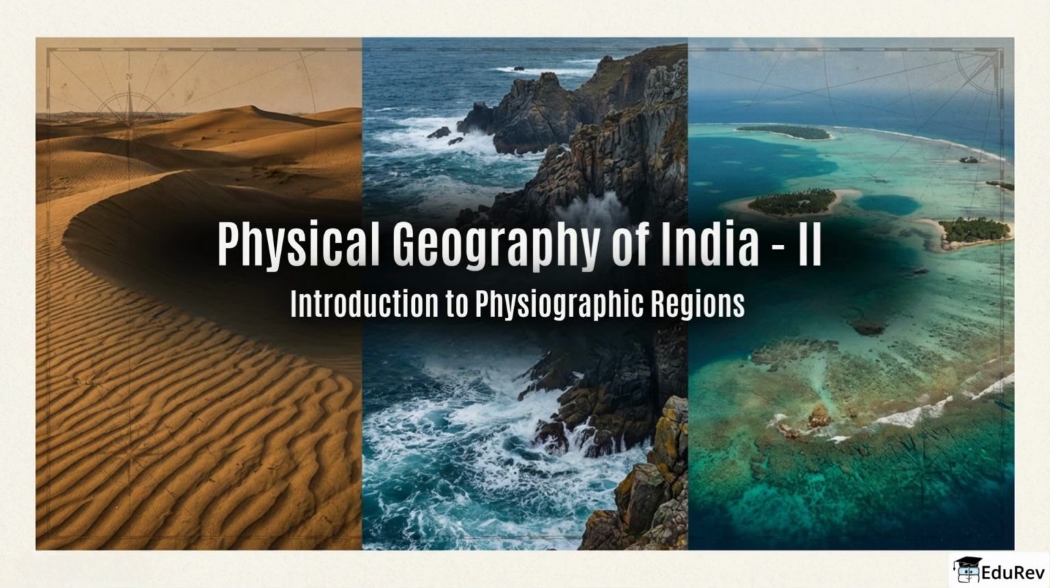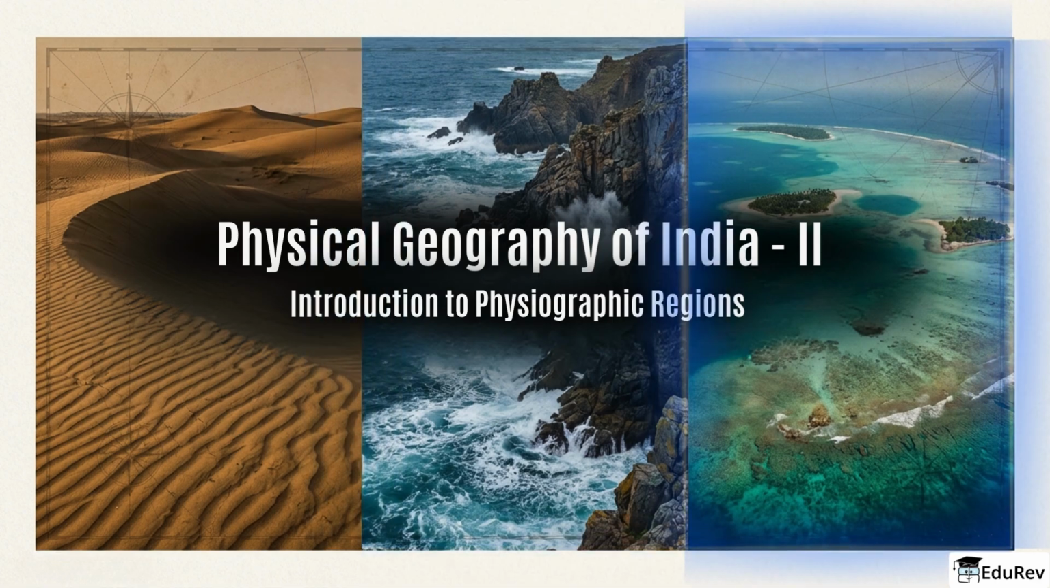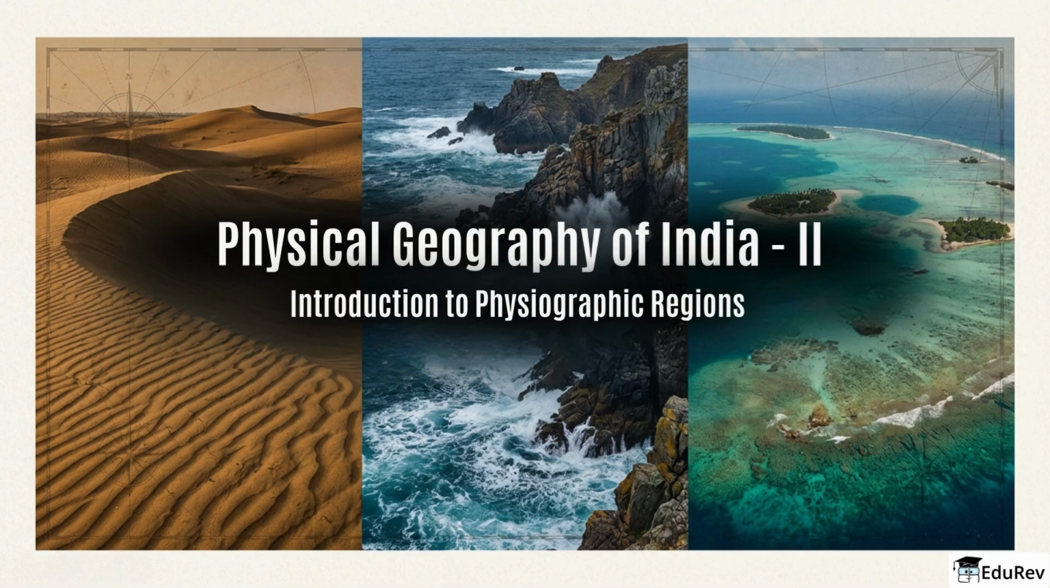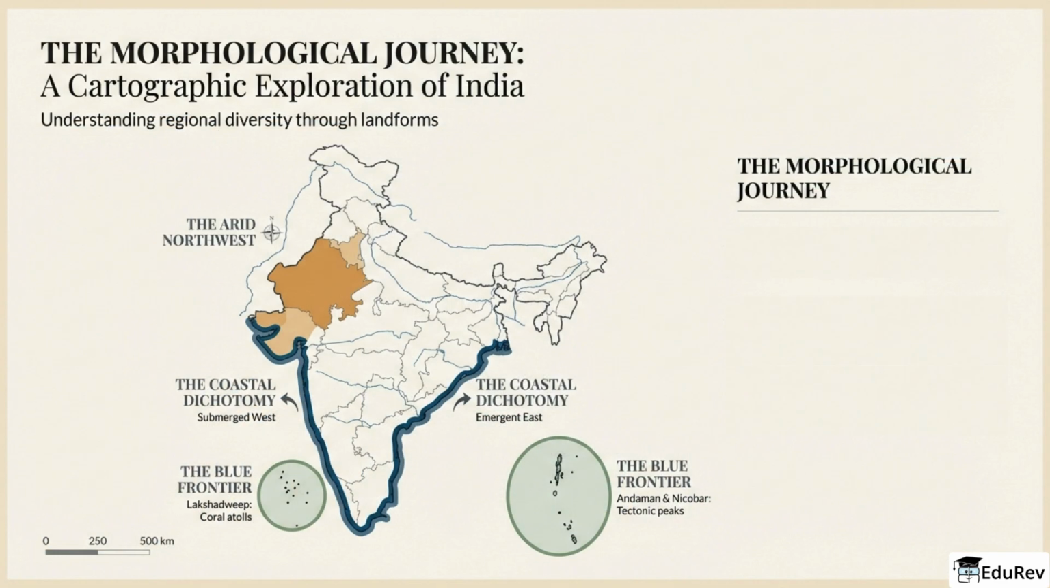Hello students. In this session, we are mapping India through landforms the way UPSC expects you to think about them. Not as random facts, but as a system. We'll move from the desert in the northwest to the logic behind India's two very different coastlines, and then to the island groups that complete India's physical geography. By the end, you should be able to place any location on India's map and instantly infer what kind of landform processes operate there. Let's begin with the big picture of India's morphological journey.